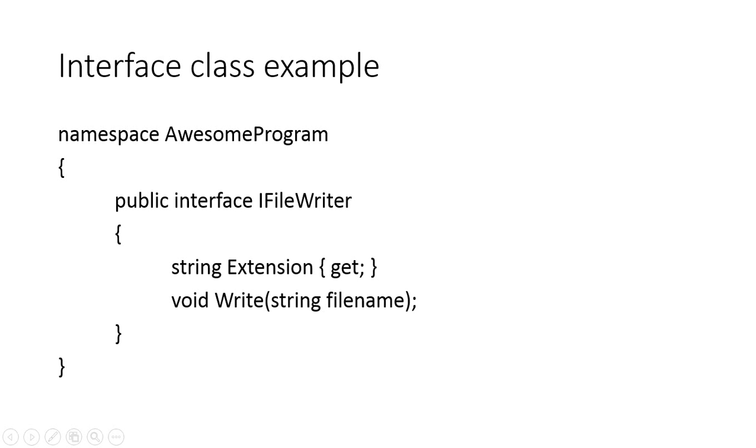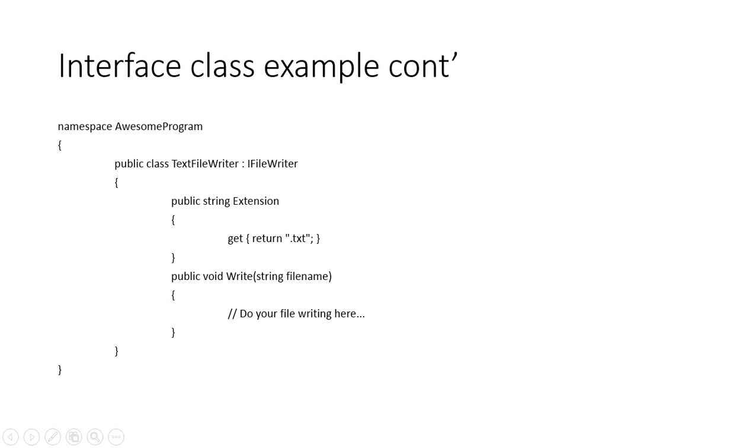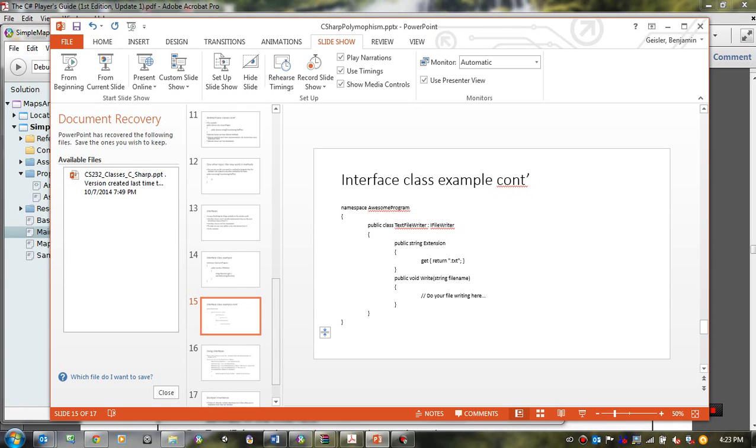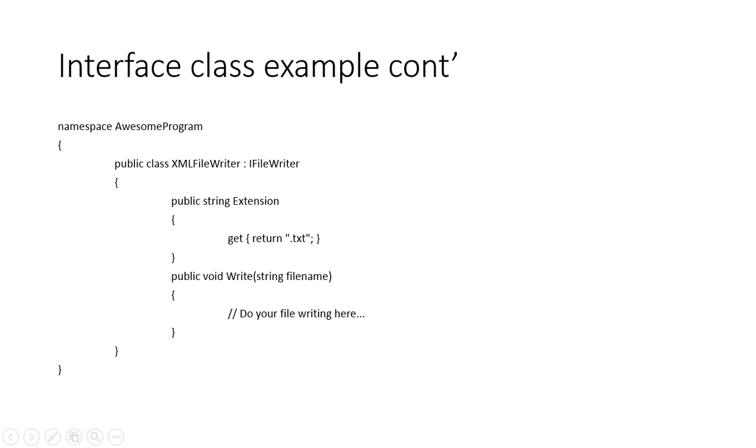This is here just to provide the names of the methods that the iFileWriter is going to carry over into the text file writer. So for example, if you had an XML file writer, it would look quite similar to this. It would just say XML file writer. Let me just do that quickly so you can see that this is exactly the same thing. If we said XML file writer, now you can see that we have an XML file writer.